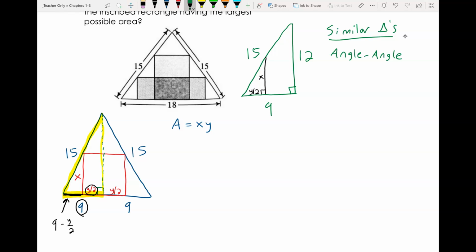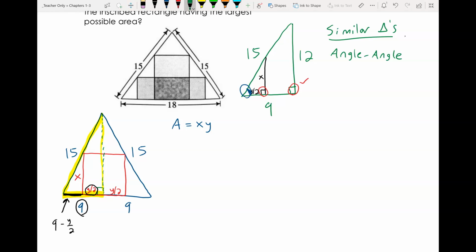have to be similar. So notice that, for starters, they both have a right angle. There's one pair. And then they also both share this angle right here. Right? The large triangle and the small triangle both share that angle. So there are two pairs of angles that are congruent in both triangles. So these two triangles are similar.